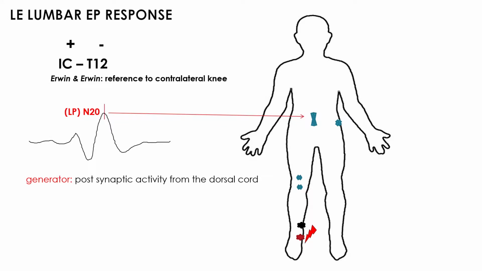Here's what the N20 or the lumbar potential looks like. It comes in around 20 milliseconds. So we're recording at the ankle, through the popliteal fossa, and right there is where we record that potential. It takes about 20 milliseconds to get there. There's the iliac crest electrode, which is the reference. The active electrode is T12. Reference is the iliac crest.